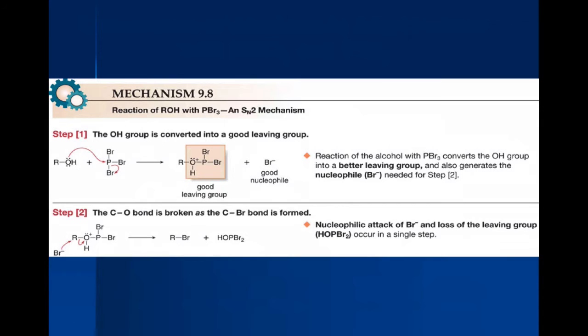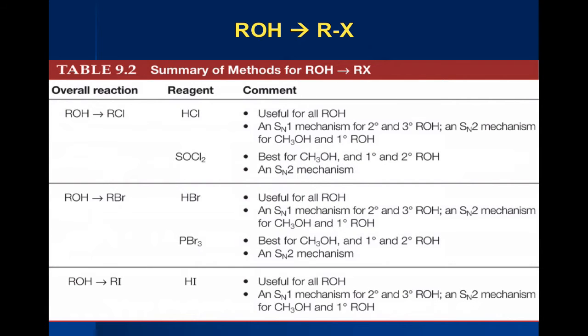bonds. Okay? So that's a fairly straightforward mechanism as well, where in all of these cases, what are we doing? We're converting the alcohol into a good leaving group. So anytime you can think of turning an alcohol into a good leaving group, the mechanism is going to be fairly similar to this. Okay?